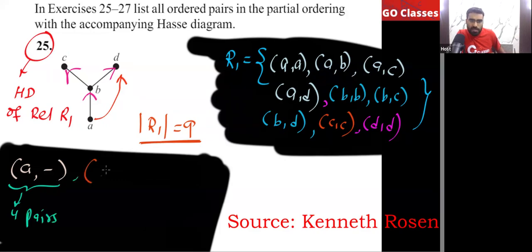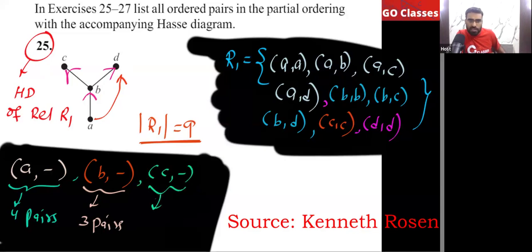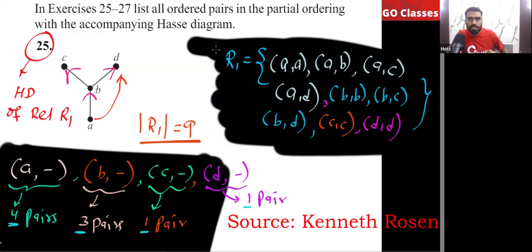What about those which start with B? How many such ordered pairs do we have? You can see B related to B, B related to D, B related to C. So there are 3 pairs. Now how many pairs do you have which start with C? C is related to whom? You can see C related to C. So there is only one pair of this type. And finally, D is related to D, only one pair. So finally, you have 4, 3, 1, 1. Your answer is going to be 9. Like this, you can do.